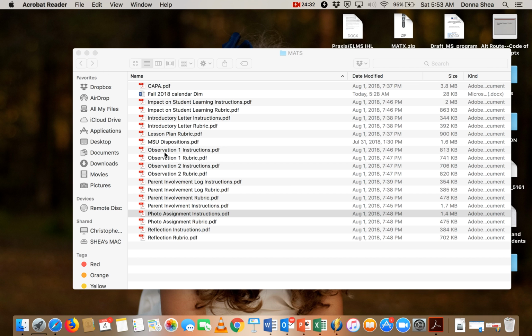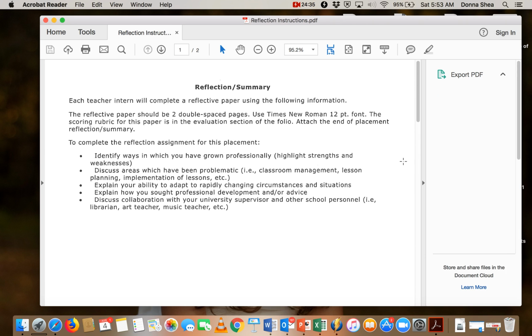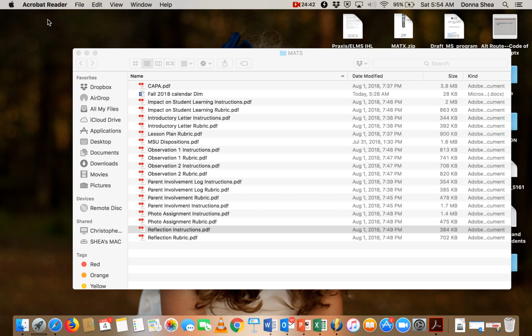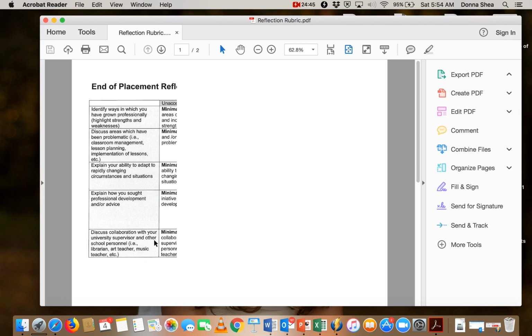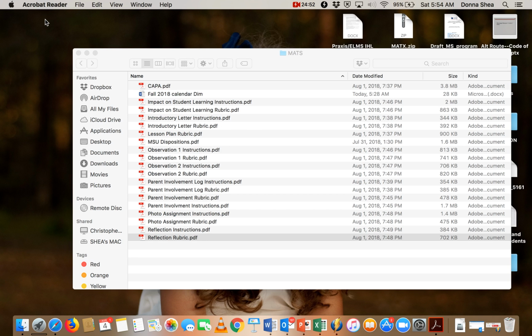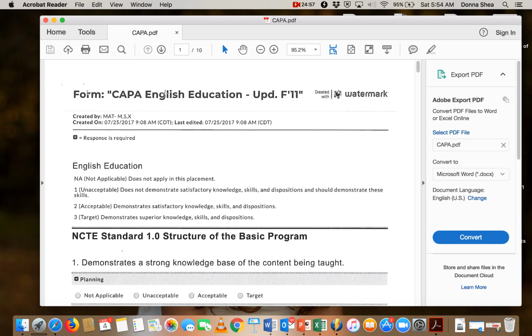Another assignment is the reflection. So this is going to require that at the very end of the semester you look back, you think back over the semester, and you write a short paper including all that's within the instructions, and that's the rubric for that. There are some assessments other than TIAI. You're going to be assessed on your content. Now this particular one is on English, but there's going to be a different CAPA, of course, for whatever area. If you are a science teacher or a math teacher, this would say math or science or whatnot.